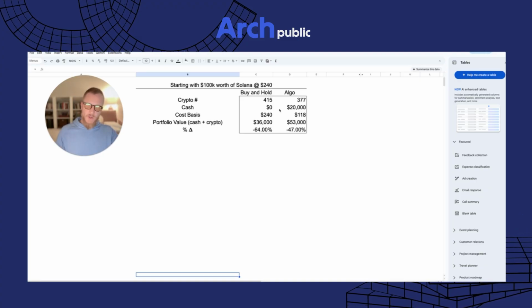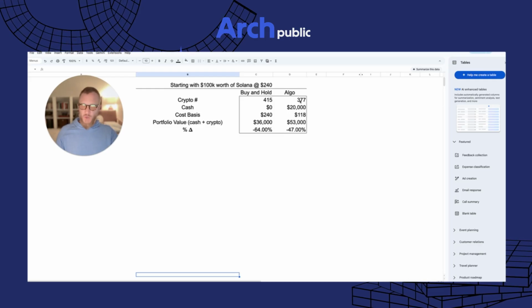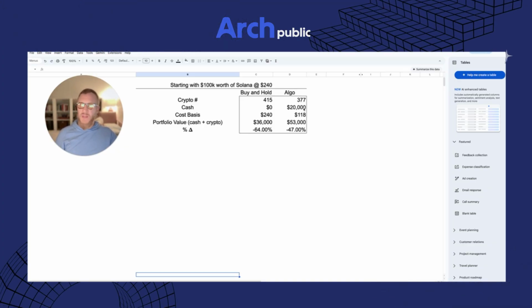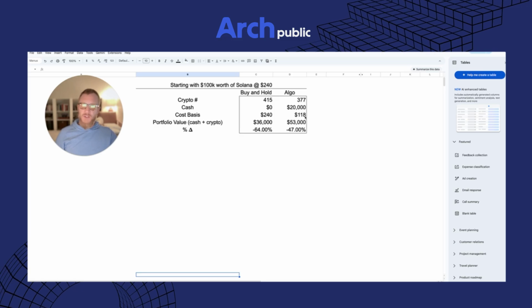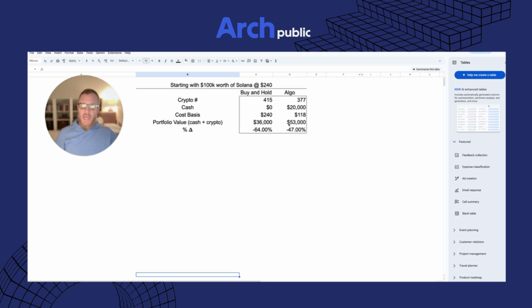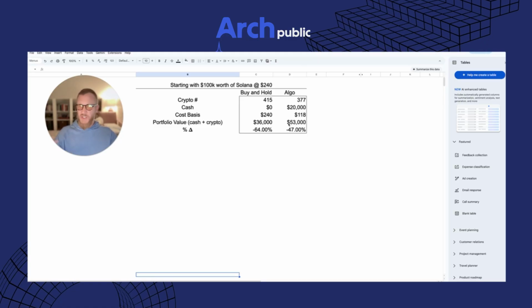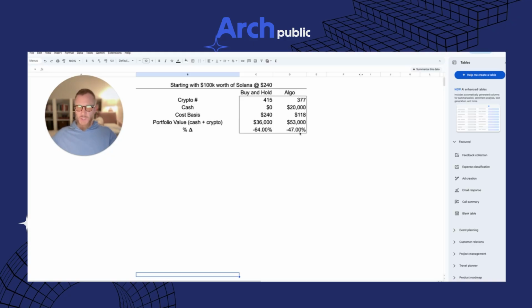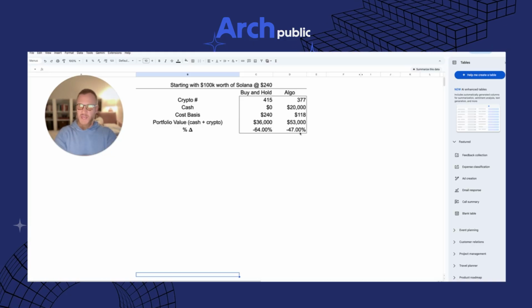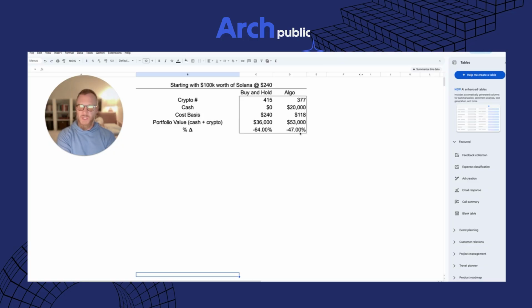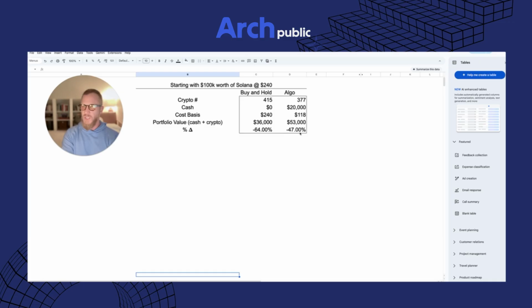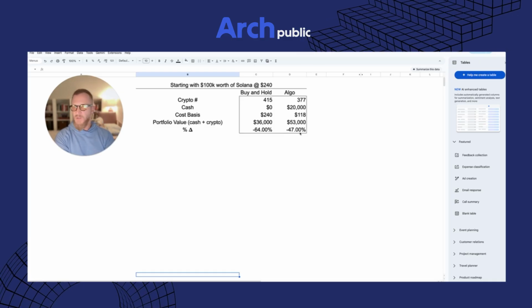Now, running the algo, we would actually be currently holding 377 SOL. So we didn't have to fully exit the position. We've been buying back in lower and lower. We'd have that $20,000 in cash. Our cost basis would be $118. And the value between the cash and the crypto that we own at the moment would be $53,000. So still down off of our original $100,000 as far as totaling all of that up. But the really interesting thing, and I did the math on this, so it's down 47%. However, that cash position is really, really interesting and enabling us to get really flexible.